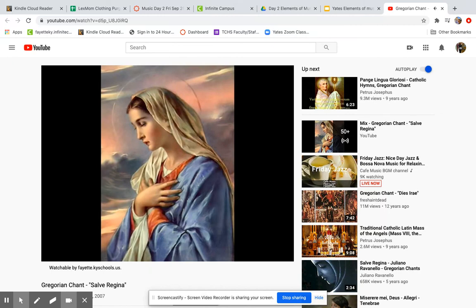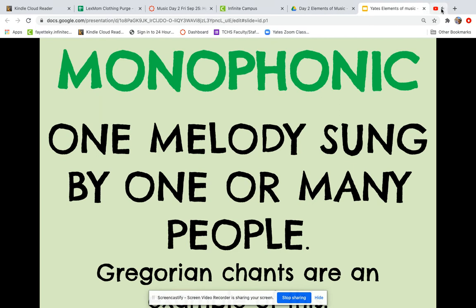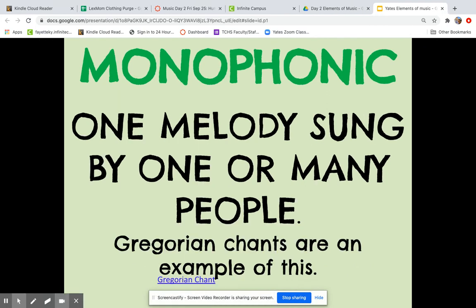So you can hear that sounds like a very rich sound, because multiple people are singing that same sound at once to make it sound bigger and fuller.